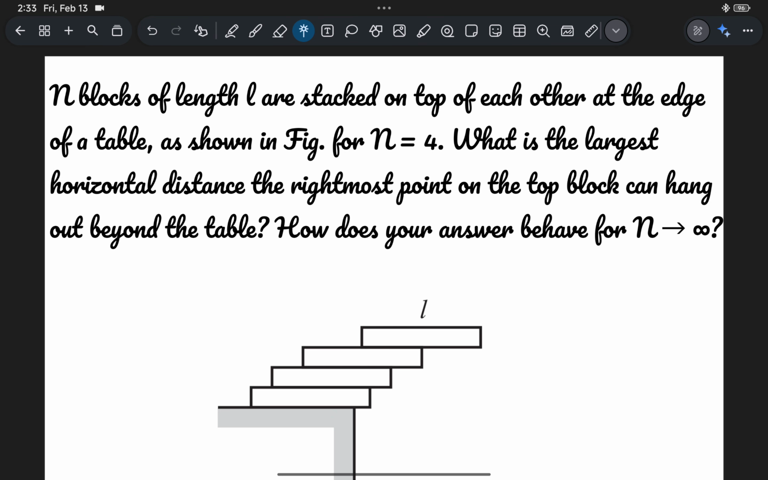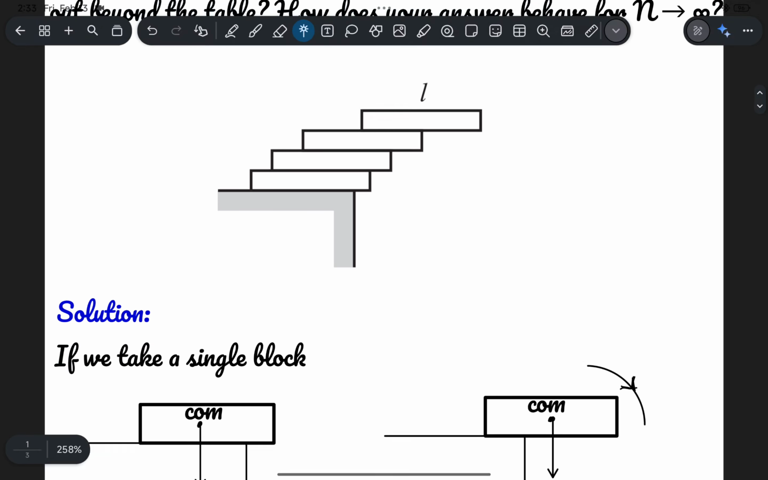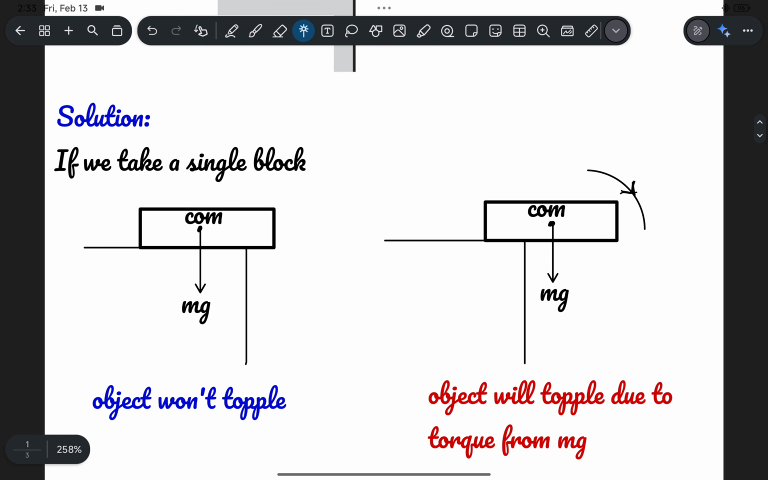So I'll try to solve this question for n equal to infinity first, or a random n value. Then I'll plug in my value of n equal to 4 to get the result for n equal to 4. The logic to solve this question is very basic. You have a rod, at the center of mass mg will be acting. The moment the center of mass crosses the table, it will flip over because of the torque due to mg. This is the basic logic that we are going to use.